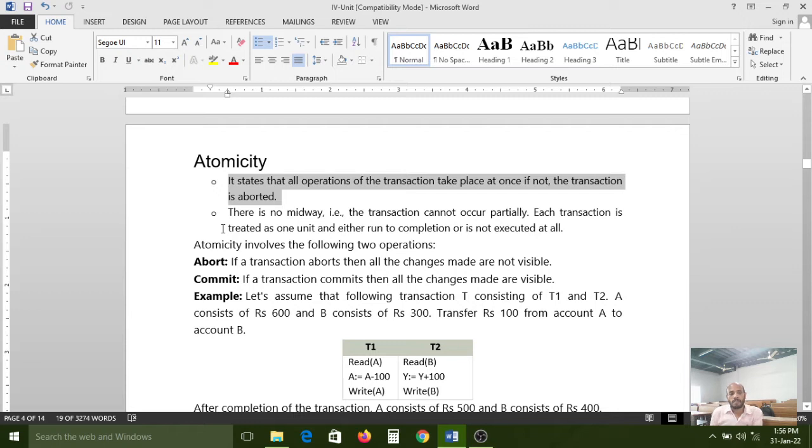Now the first property is atomicity. It states that all operations of the transaction take place at once.